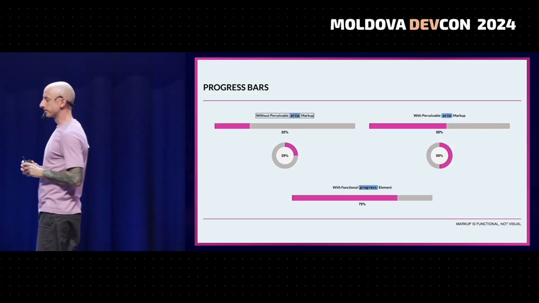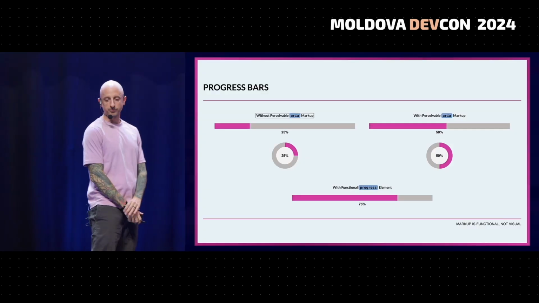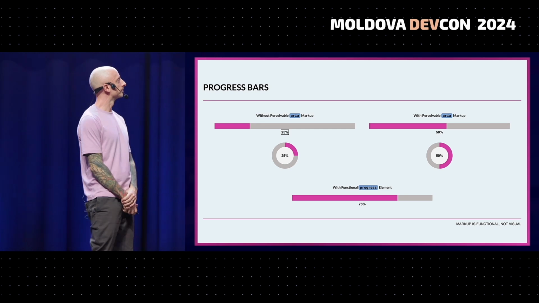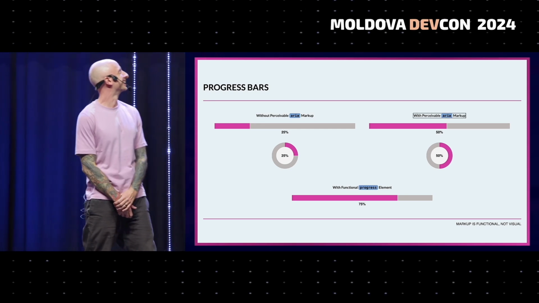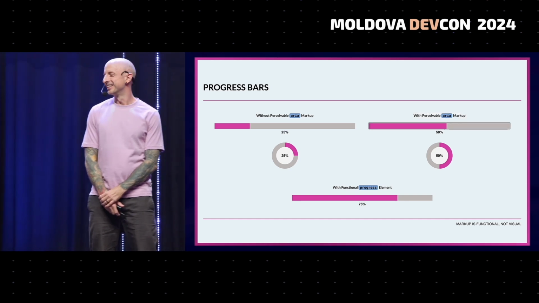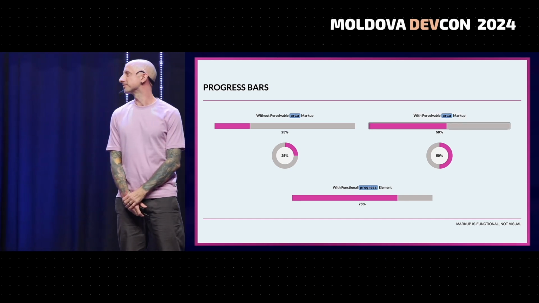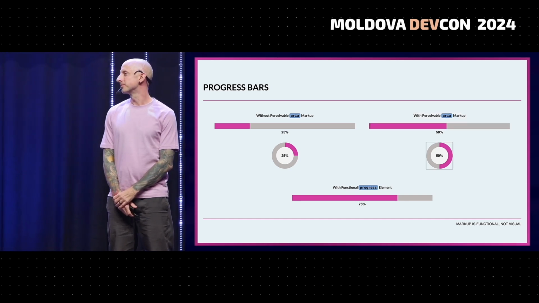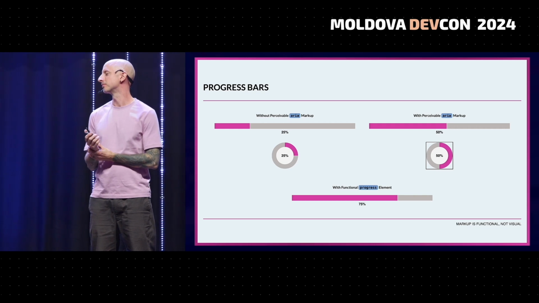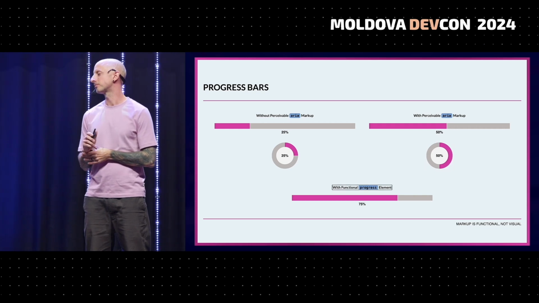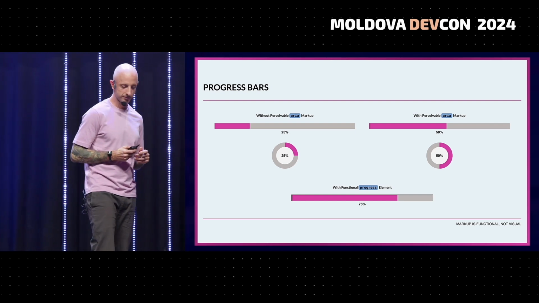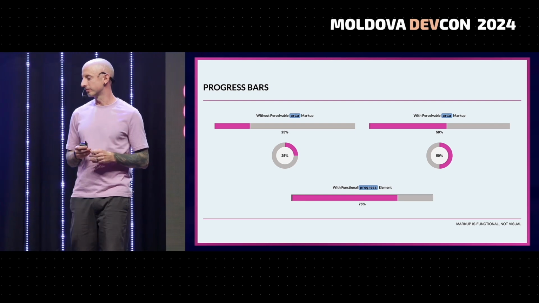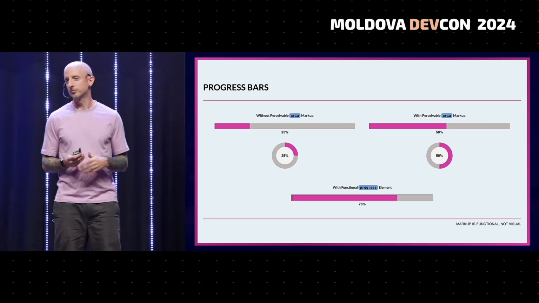Heading level 2, 3 items, without perceivable ARIA markup, 25%, 25%. Heading level 2, 3 items, with perceivable ARIA markup, current level 50% progress indicator, current level 50% progress indicator. Heading level 2, 3 items, with functional progress element markup, current level 75% progress indicator. You are currently on a progress indicator.